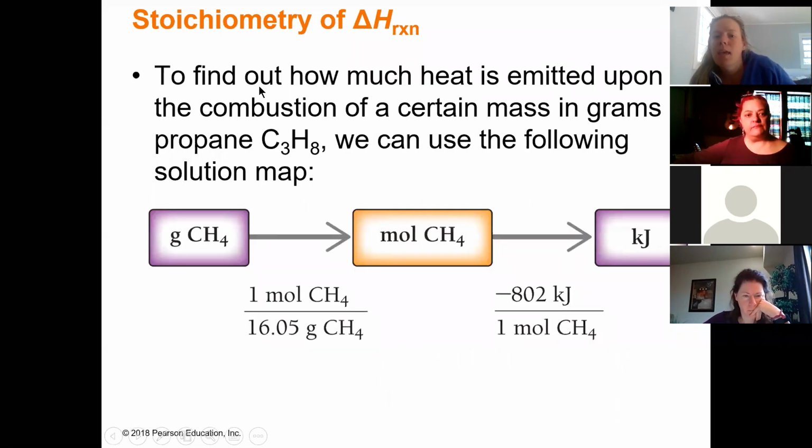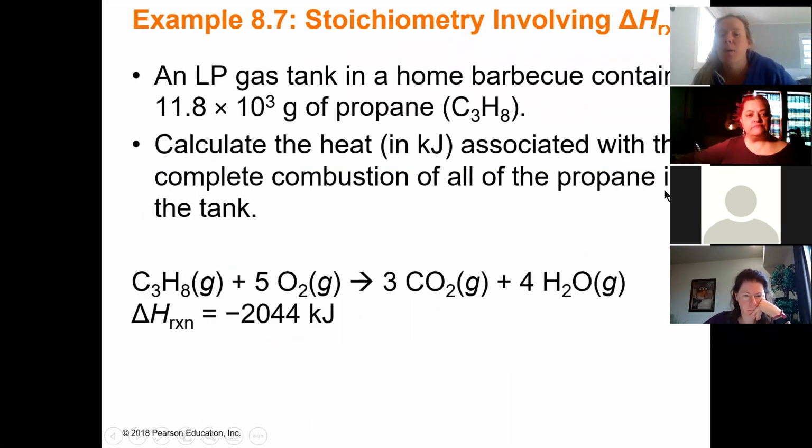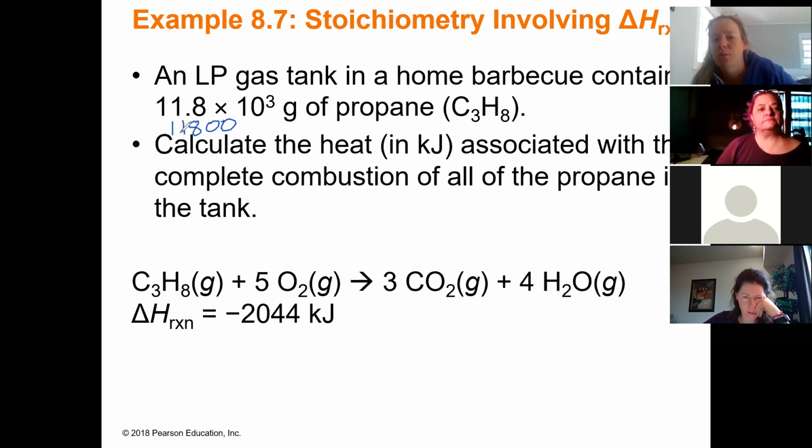If it said, hey, we've got a barbecue tank, and the barbecue tank contains 11.8 times 10 to the 3 grams of propane. Don't get freaked out by the 10 to the 3. That's just saying move the decimal over 1, 2, 3, so it'd be 11,800 grams. So we have quite a bit of propane. It says calculate the heat in kilojoules associated with the complete combustion of the tank. So we know a gram amount. We want to find a kilojoule amount.